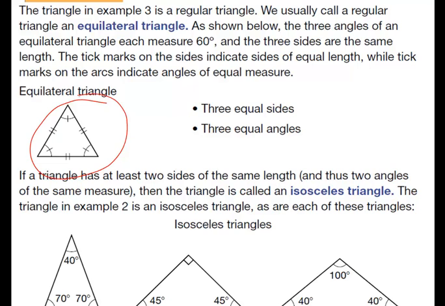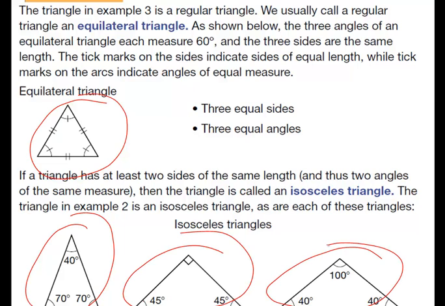So down here below, if a triangle has at least two sides that are the same length, and in this case we have 70 and 70, this is an isosceles triangle. Here 45 and 45, so it's an isosceles triangle. Here we have 40 and 40. So these are all three isosceles triangles because they have two sides of the same length.